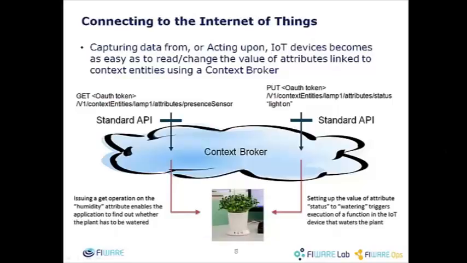Another example would be with a plant. If an application issues a get operation on the humidity attribute, this enables the application to find out whether the plant has to be watered. And on the other side, the plant or the pot could set the value of the attribute status to watering, and that would trigger the execution of a function in the IoT device that waters the plant.